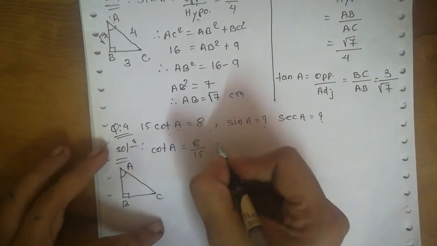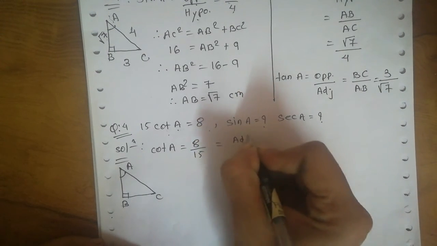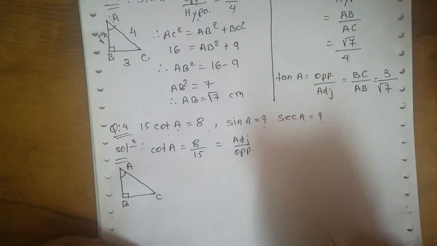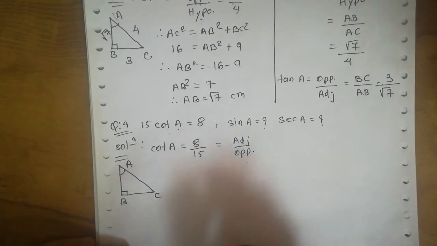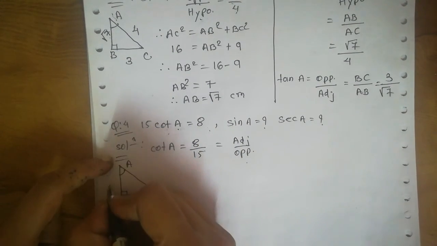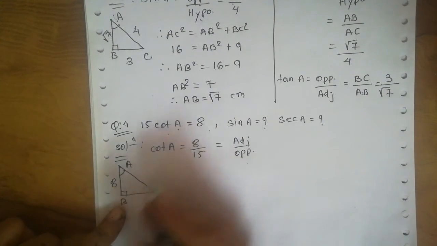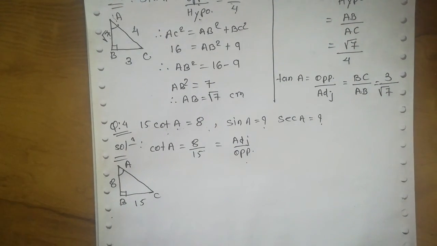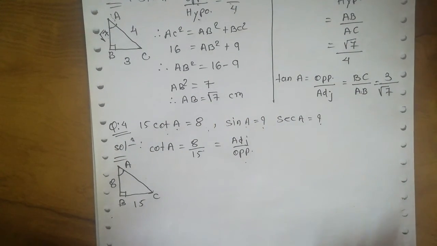So cot A, what is the formula for cot? It's the adjacent by the opposite side. It's the reciprocal of tan theta, therefore it's adjacent by opposite. So here the adjacent side for the angle A is AB, so write down the 8 here, and the opposite side for the angle A is BC. So we need to find just AC for the other trigonometric ratios, sin A and sec A.